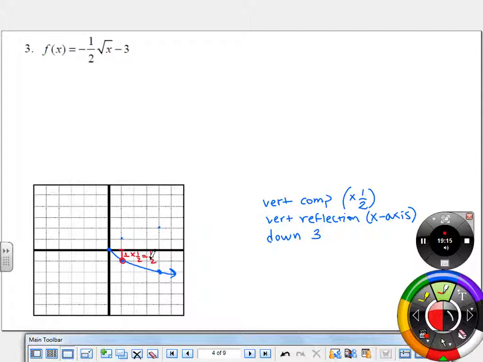So I want that point to stay in the same position horizontally. I don't want it to move at all left or right. But instead of being 1 unit away from the vertex, so 1 unit below, I only want it to be 1/2 unit below. Okay, so same direction but less distance. So I'm going to go ahead and replot that point 1/2 unit below the vertex.